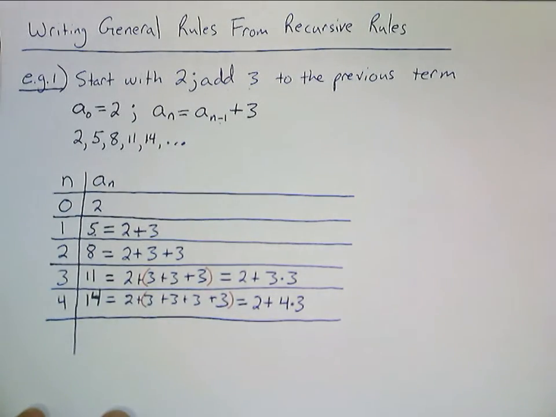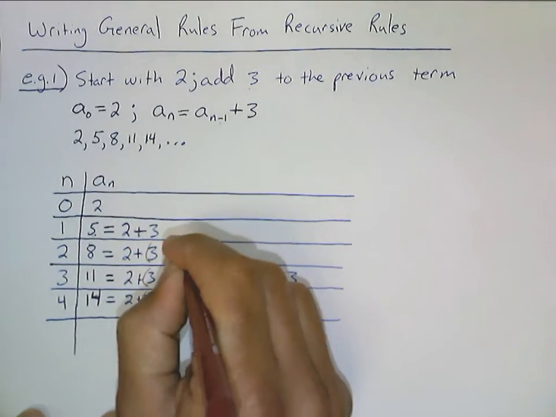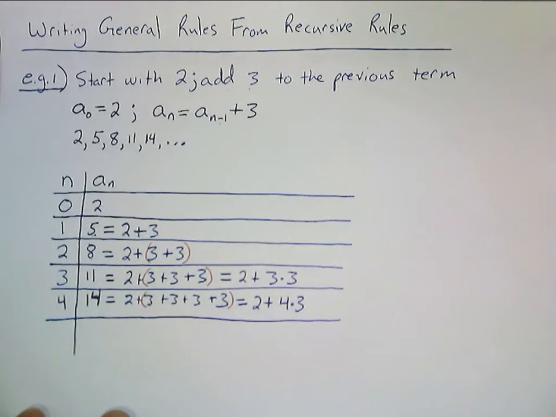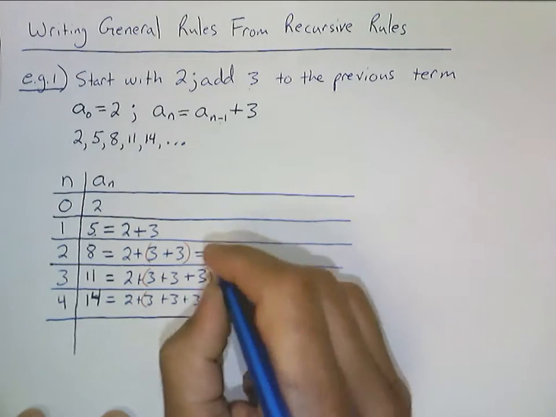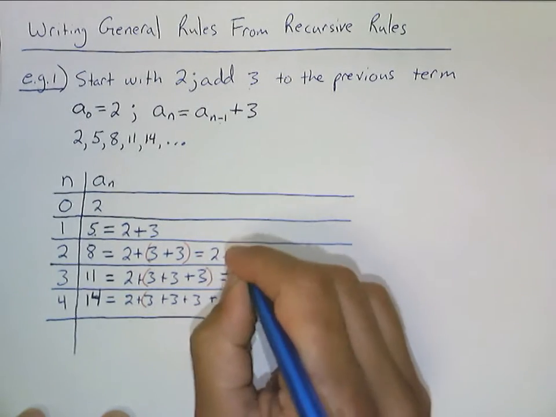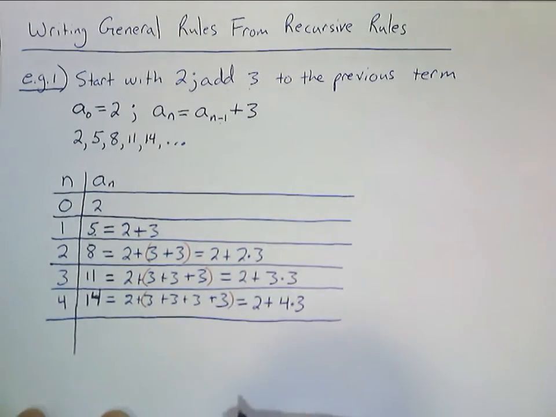Back up here, 8 was 2 plus 3 plus 3. Again, this repeated addition, 3 plus 3, is actually 2 3s, or 2 of these things we're calling 3, so it's 2 plus 2 times 3.